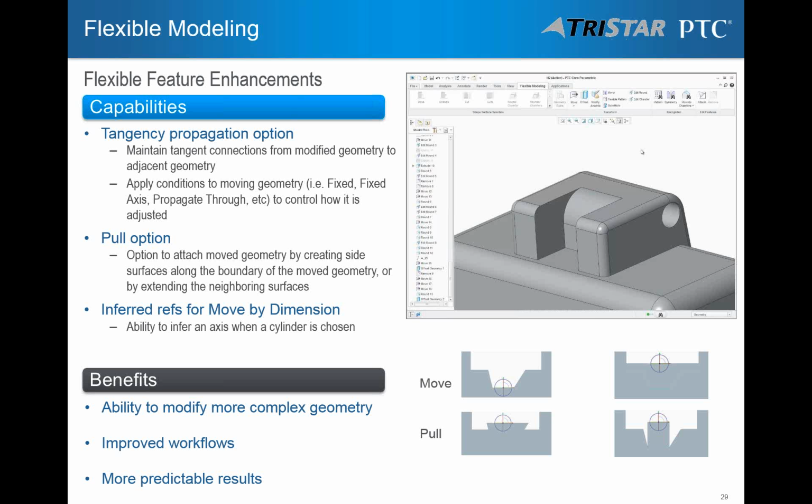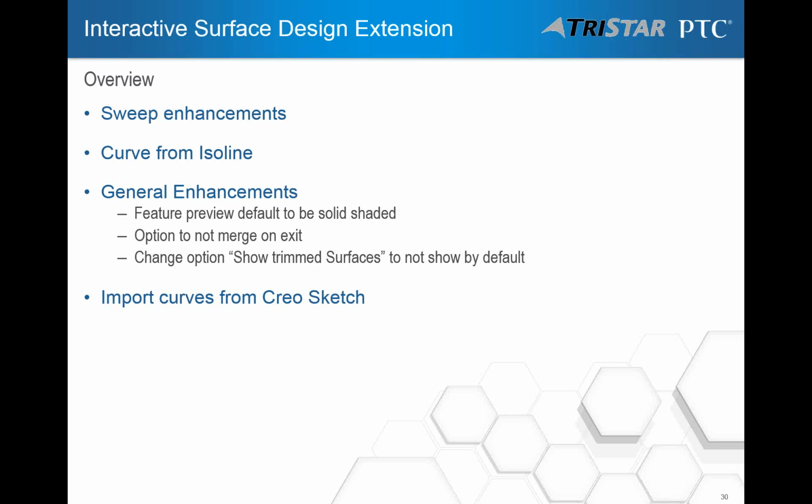Inferred references for move by dimension. We have now the ability to select an axis when using a cylinder to move. Some sweep enhancements. In the surface design extension, the interactive surface design extension, ISDX for style surface, we can create a curve from isoline, and then there are some general enhancements to the feature preview, options to merge on exit, and options to show trim surfaces. We also can import curves now from the Creo Sketch tool.